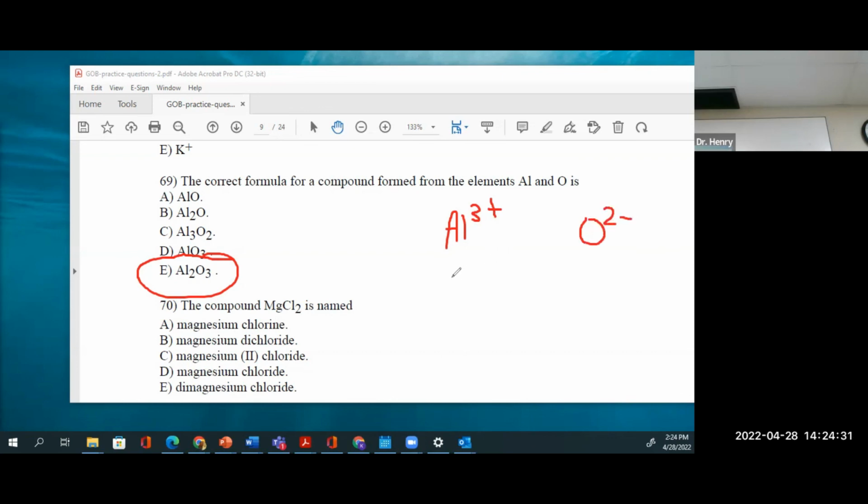So we know that for these guys to balance out completely, we'll need 2 aluminum and 3 oxygens. So that's 2, 4, 6 negative charges. That's 6 positive charges. So our chemical formula is going to be Al2O3. The name of this compound would be what? Aluminum oxide.